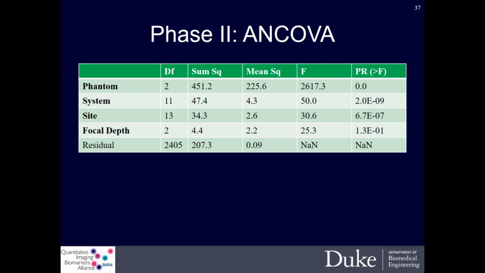This is simply showing the ANCOVA from the phase 2 study. Notice that the primary degrees of freedom in bold here, again, system, site, and focal depth now all are sharing some of the burden for variability, but system now is taking over as slightly more dominant. Focal depth is actually no longer the primary confounder that we thought it was from the phase 1, taking into account the viscoelastic media.